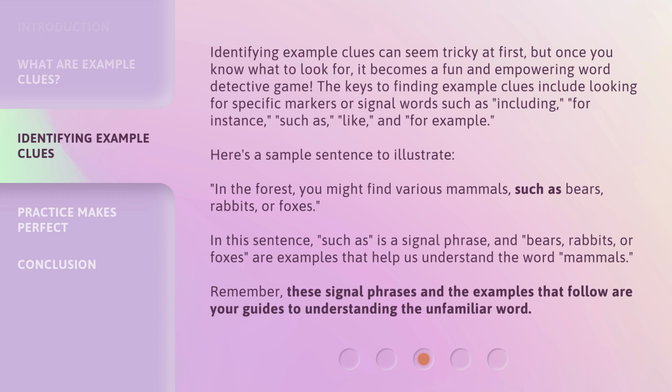Here's a sample sentence to illustrate. In the forest, you might find various mammals, such as bears, rabbits, or foxes. In this sentence, such as is a signal phrase, and bears, rabbits, or foxes are examples that help us understand the word mammals. Remember, these signal phrases and the examples that follow are your guides to understanding the unfamiliar word.